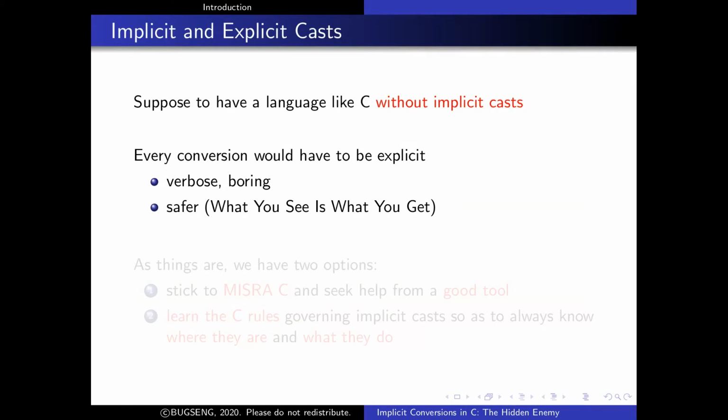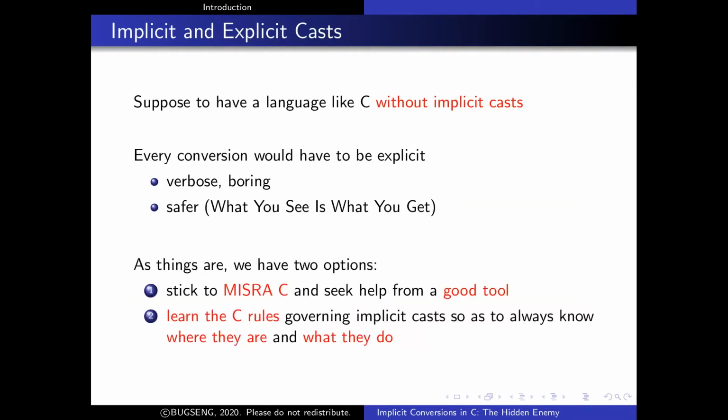It's not meant to be a verbose language, and it's not meant to be safe unless you actively work to use it in a safe way. So there are basically two options. You either stick to MISRA C and use a good tool, which is the topic of the next webinar in 2 weeks from now, or you learn the C rules governing implicit casts so as to always know where they are and what they do.